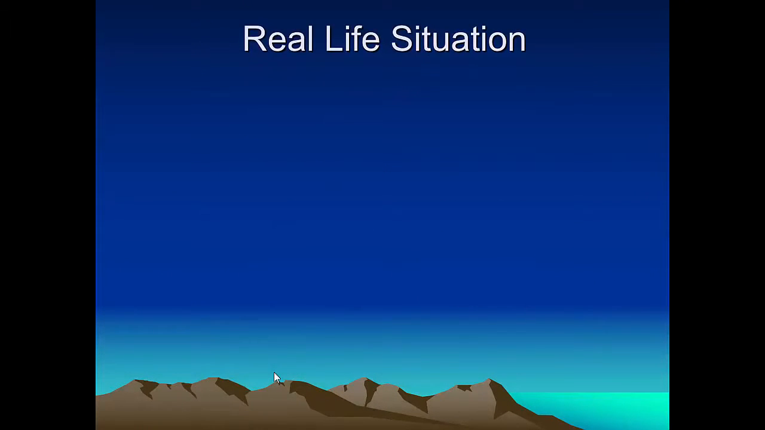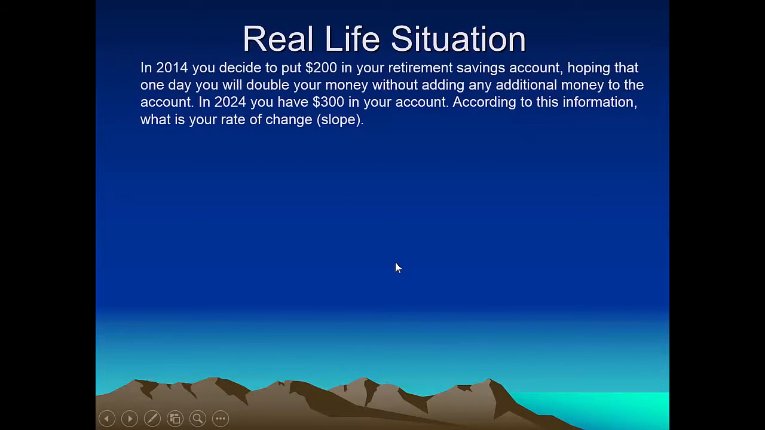Now we have our real life situation. It says in 2014 you decide to put $200 in your retirement savings account, hoping that one day you will double your money without adding any additional money to the account. In 2024 you had $300 in your account. According to this information, what is your rate of change or your slope?